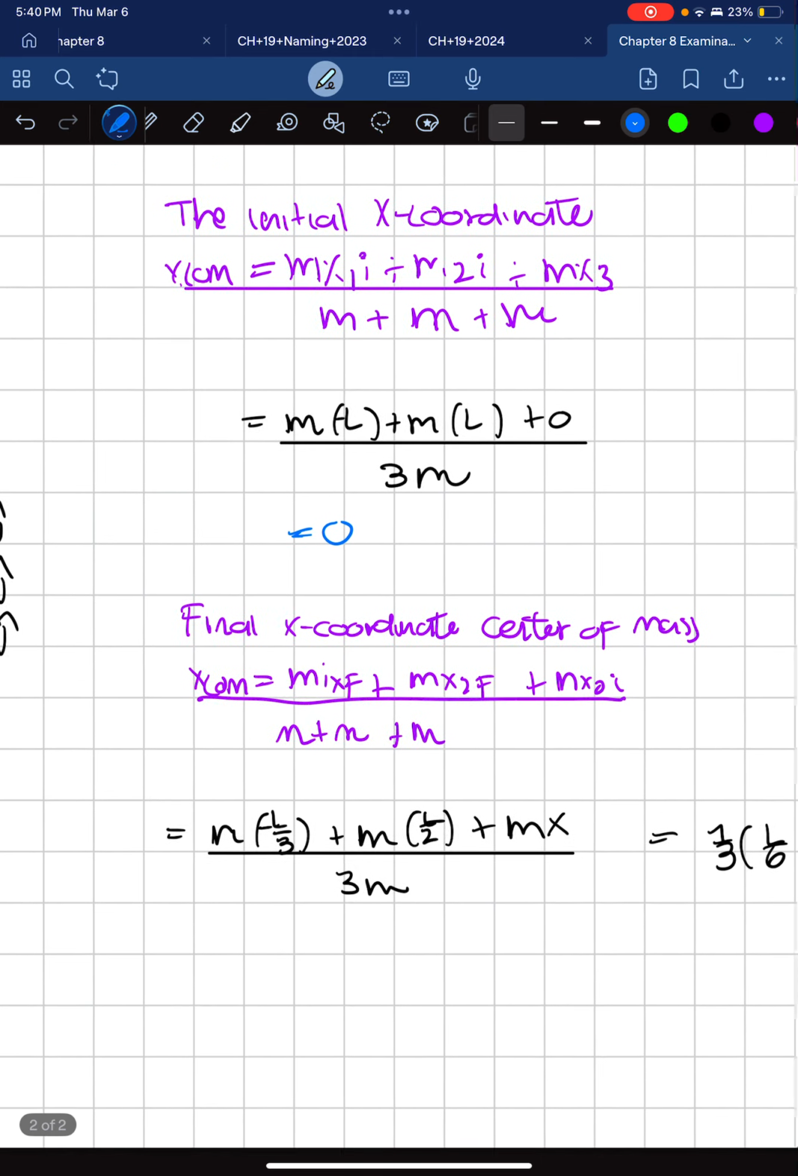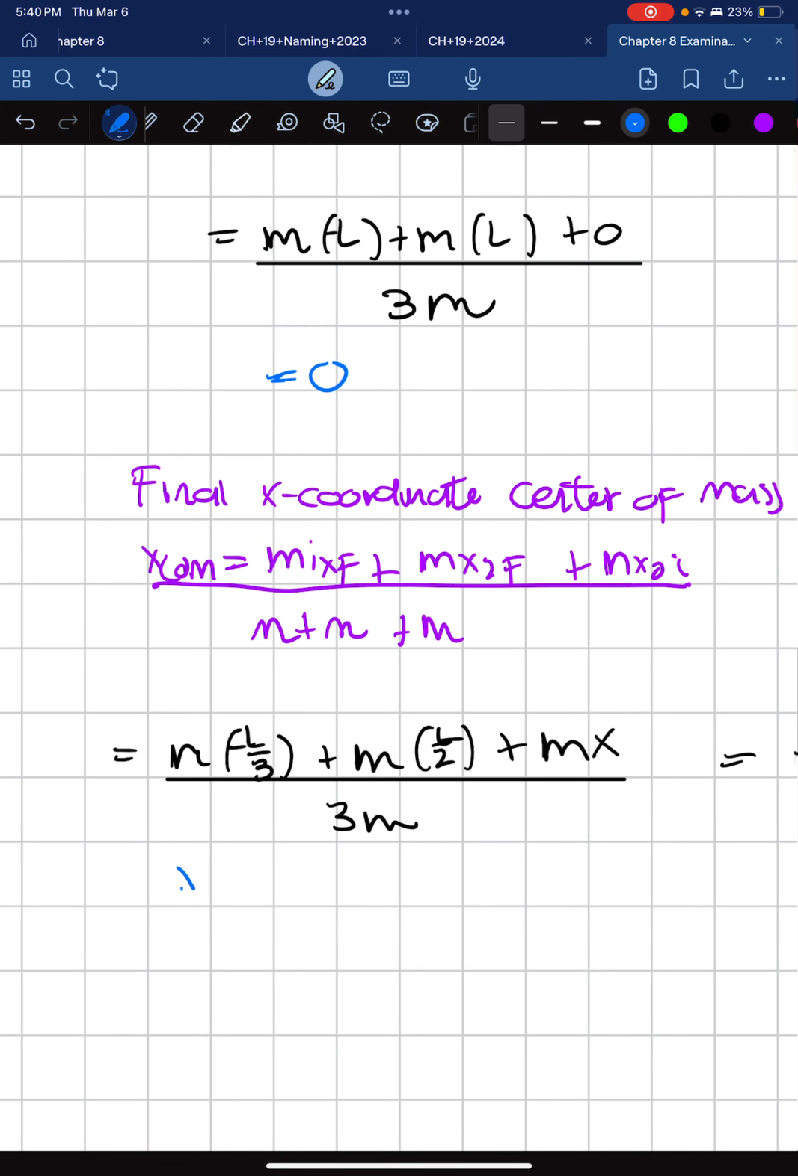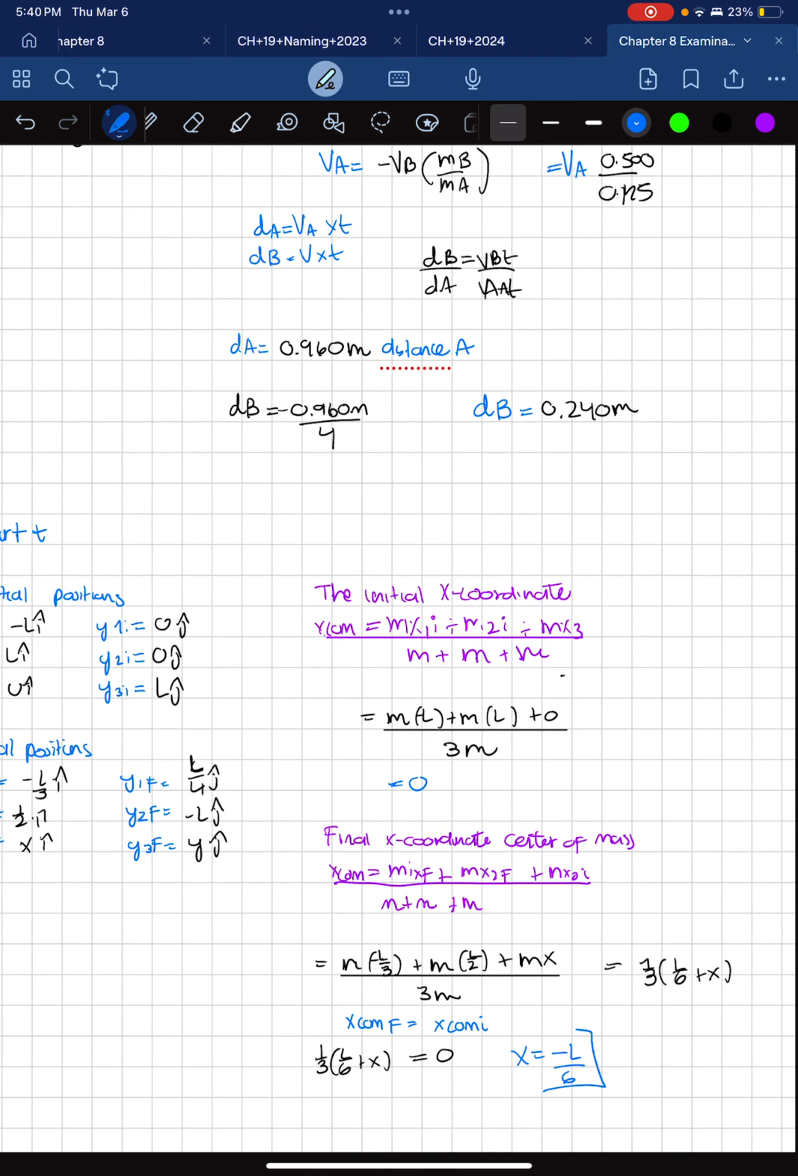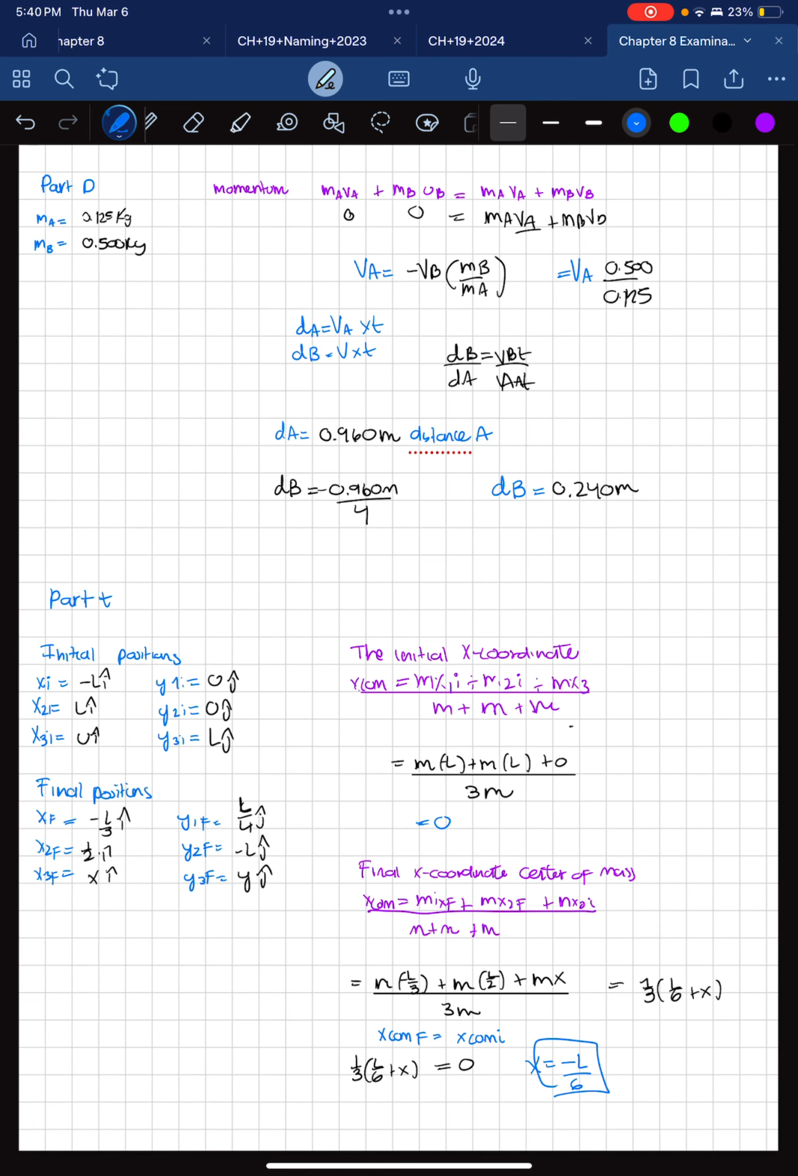And now let's do the x center of the mass with the final equals the center of the mass with the initial. So what was our initial? Our initial was 0, and then the final was 1 over 3, in parentheses L over 6 plus x. When we put those together and we solve, we get that the position of the third object is going to be negative L over 6, and that's going to be our answer for part E.